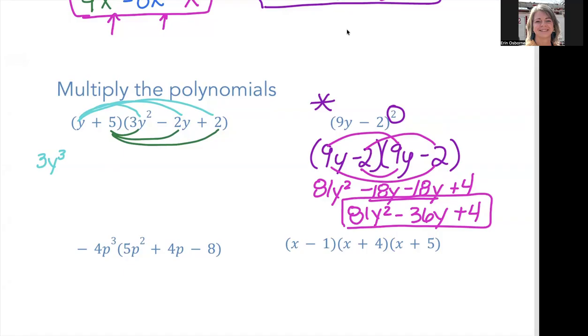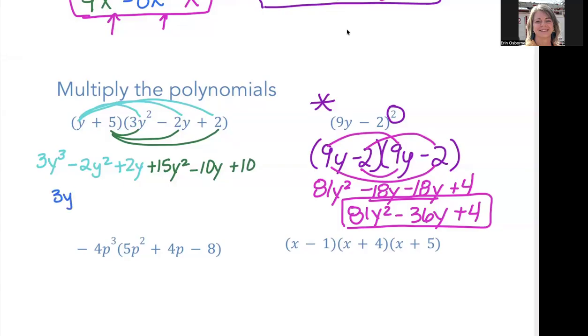Then for the next set, we get negative 2y squared, and then y times 2, we just get plus 2y. Now kind of color coding in green, I'm taking the 5 times all three terms, so we get plus 15y squared. No reason to increase exponents there. Minus 10y plus 10. Now go look for some like terms.